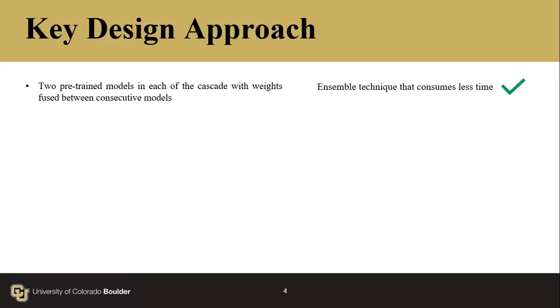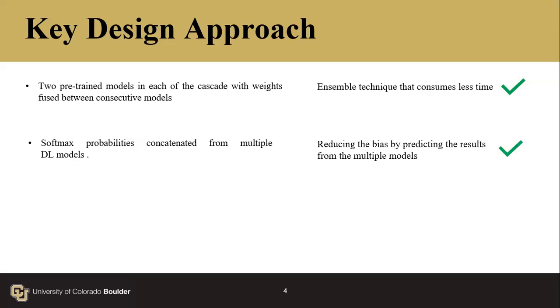The first technique used in our key design approach is that two pre-trained models are used in series, and the weights are transferred between each layer of the pre-trained models from the first model in the cascade to the second model in the cascade. This makes a weak learner a strong learner, which we generally call an ensemble technique, and this also consumes less time. Towards the end of the architecture, the softmax probabilities from each cascade are concatenated, which reduces the bias, if there is any, from a single model or multiple models.